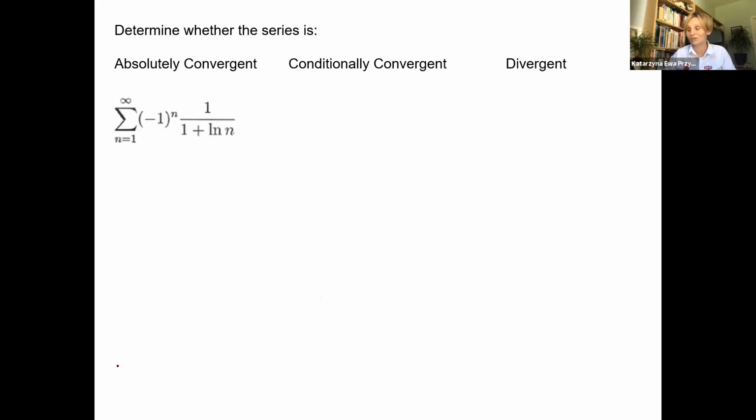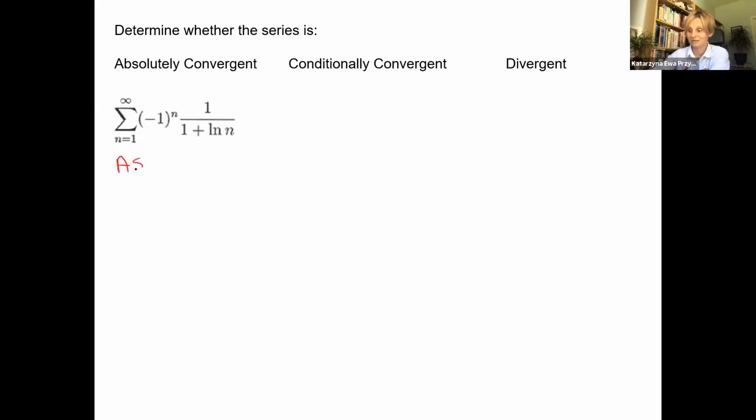Negative 1 to the n, 1 over 1 plus natural log of n. Absolutely convergent, conditionally convergent, or divergent? If I force you to guess what you will do, you will definitely use AST. But AST will not answer absolute convergence. Yes, everybody is okay that by AST, this formula is convergent.